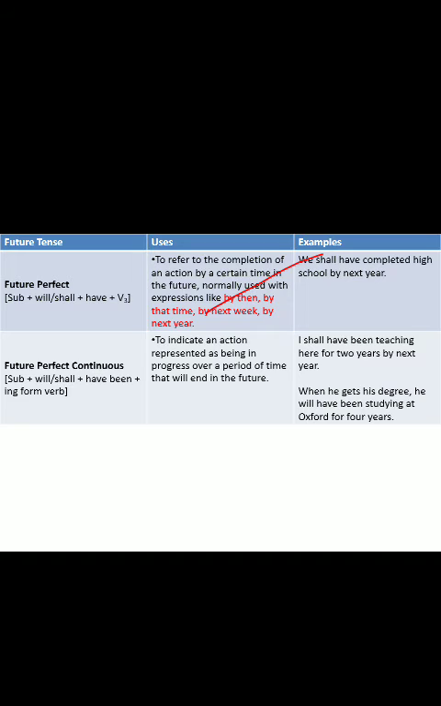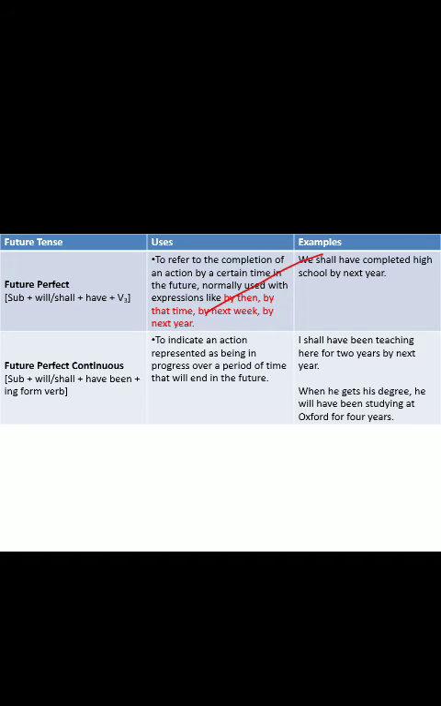For example, we shall have completed high school by next year. At the present time, you are attending class 10, so it is definite to say that you are going to pass the exam of class 10 by next year. So, you will complete your high school. So, the sentence: we shall have completed high school by next year.